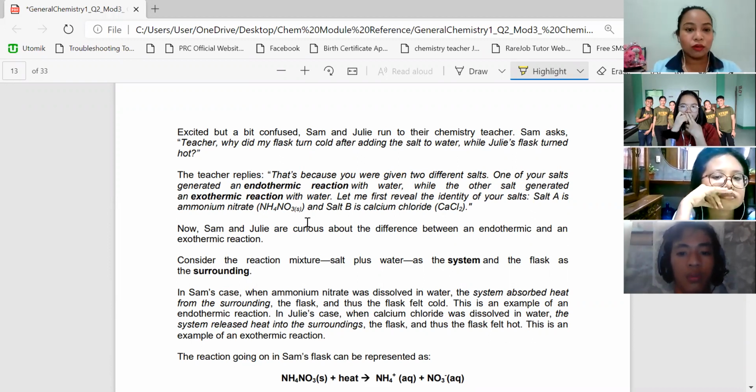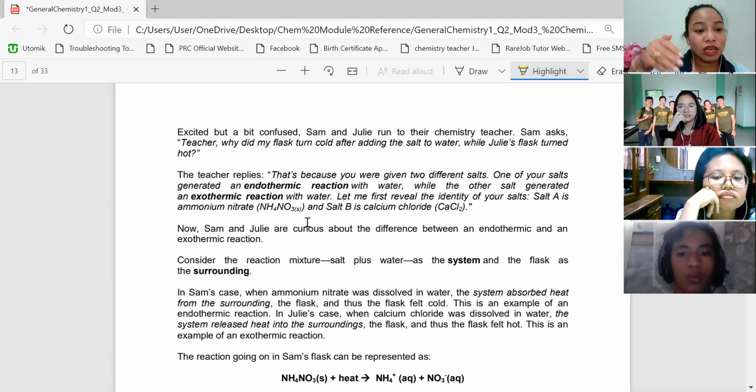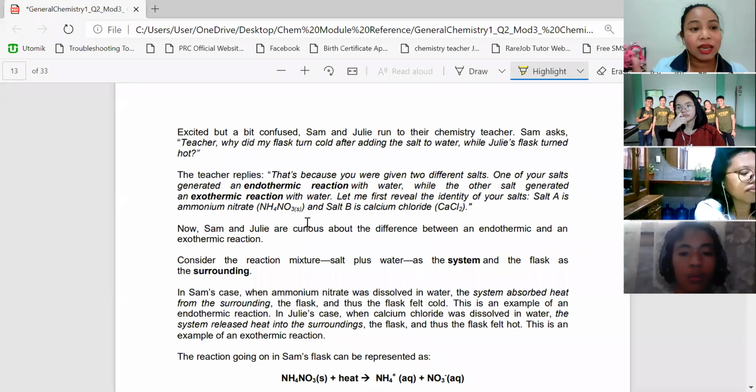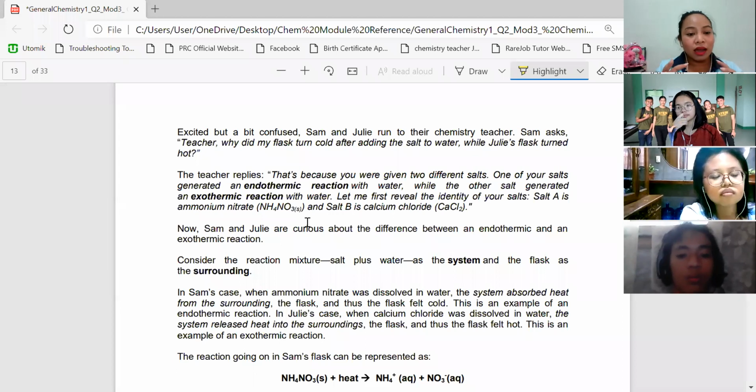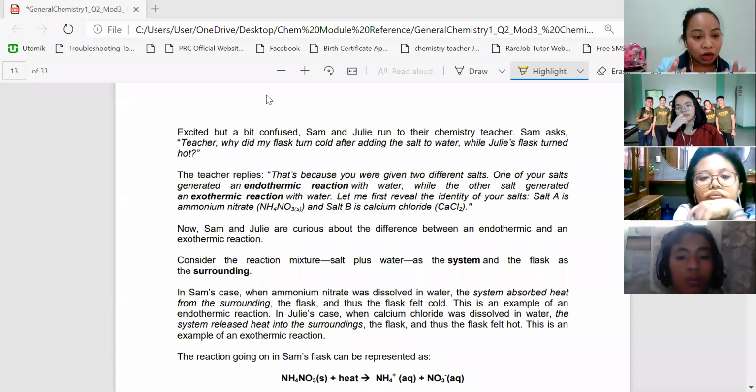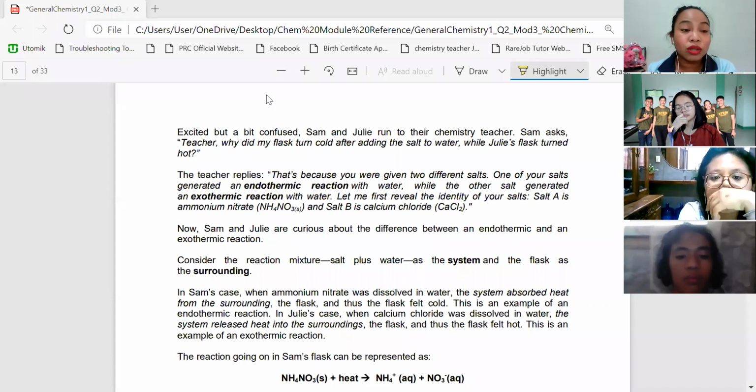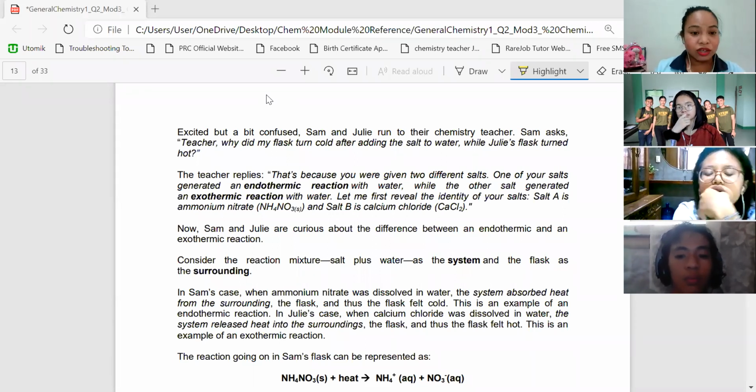So to make it short, when we say endothermic, we add energy to the chemical reactants. So the reaction, for it to proceed, uses the energy. That's why the reactant has a higher temperature compared to the product. Kaya gi-consume sa reactant ang energy.